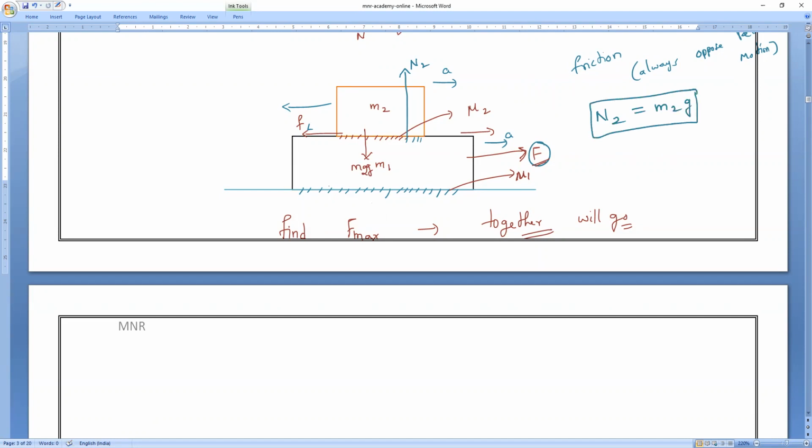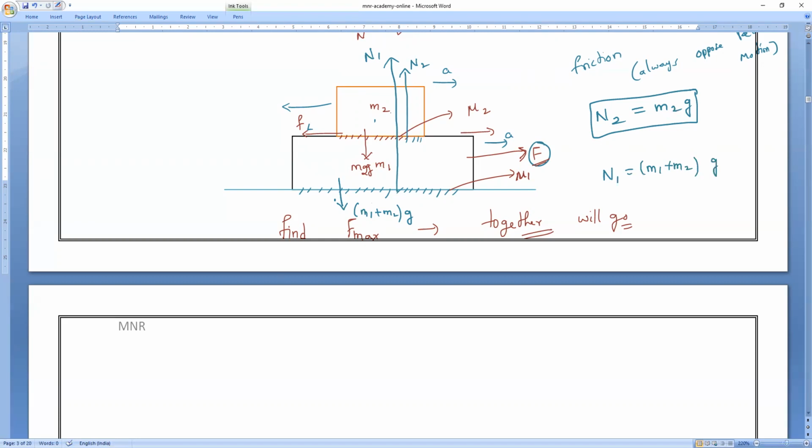Now, the first block is not exerting force on the surface alone, because the second block is also present. So the weight is both M1 plus M2 into g. Am I right or wrong, all of you? Yes, because both together are present. So the normal reaction acting on this one is N1, from both surfaces. What is N1 equal to? N1 is equal to M1 plus M2 into g, that is (M1 + M2)g. You all understand, everybody?